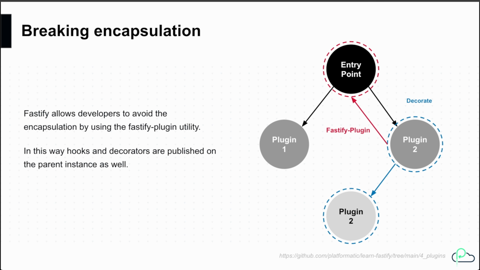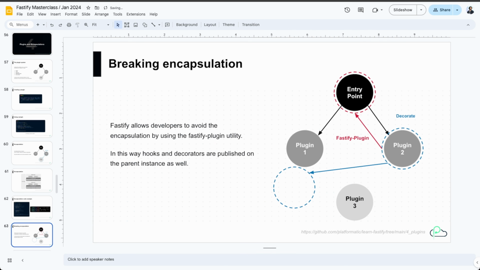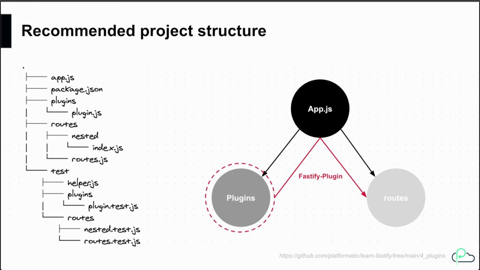You can also break encapsulation easily by using the fastify-plugin utility, and therefore, essentially, plugin 2 is acting in the context of the entry point, so that it can also be accessed on the other plugin. Again, this is also not correct. Plugins provide separation, so you can even write your application in little sub-apps, and each one of those sub-apps is completely encapsulated from each other. It's pretty great.